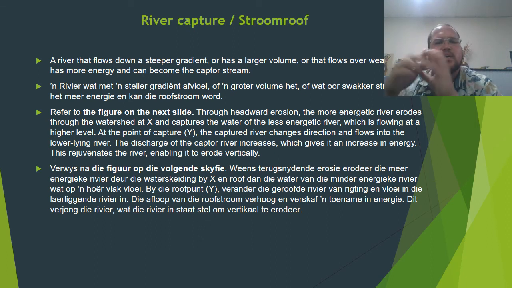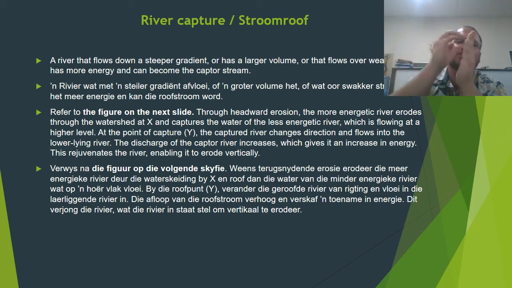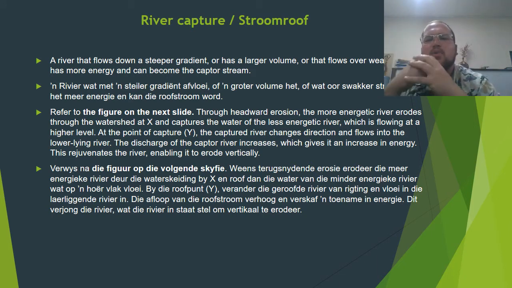So we want to capture a stream. Refer to the figure on the next slide, we'll get to that now. Through headward erosion, that's backwards erosion, cutting into it, the more energetic river erodes through the watershed at X and captures the water of the less energetic river, which is flowing at a lower lying level. The discharge of the captor river increases, which gives it an increase in energy and rejuvenates the river, enabling it to erode vertically.